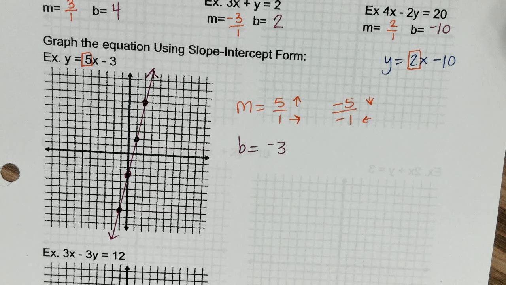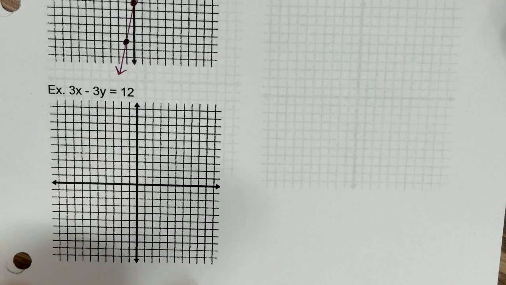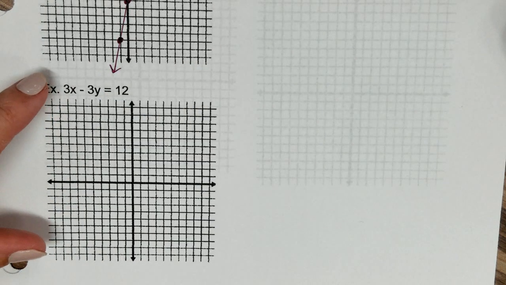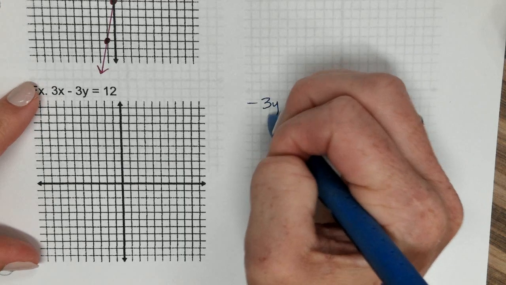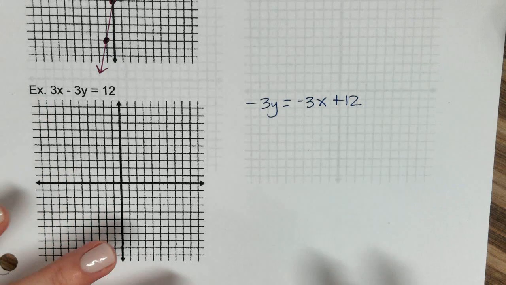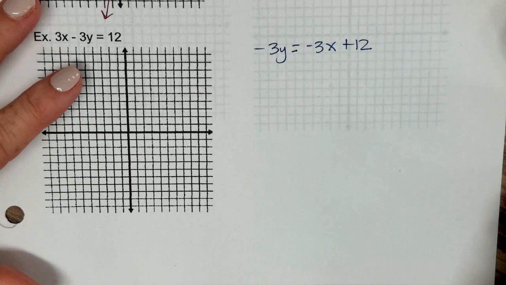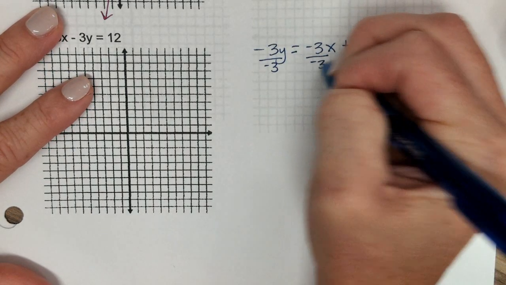Okay. Let's go to the next one. Is this equation in slope-intercept form? No. I need to move the 3x to the other side. How would I move it? Subtraction. So I have negative 3y equals negative 3x plus 12. How would I get rid of the coefficient negative 3? Divide everything by negative 3.